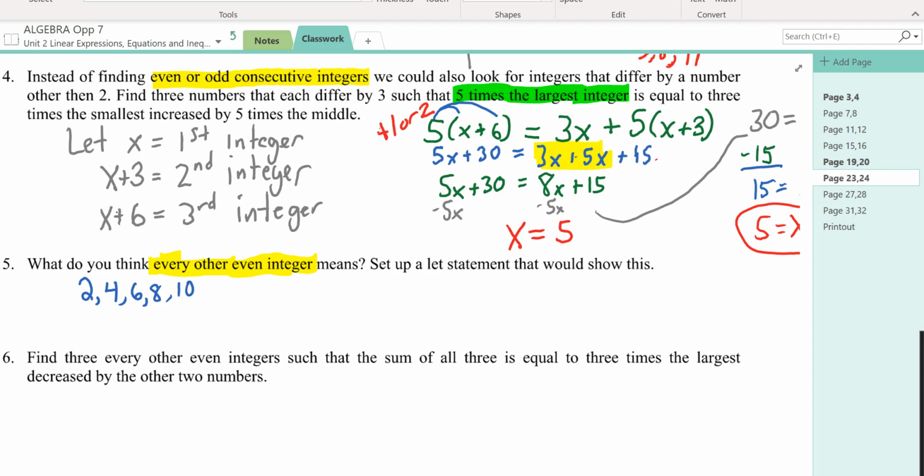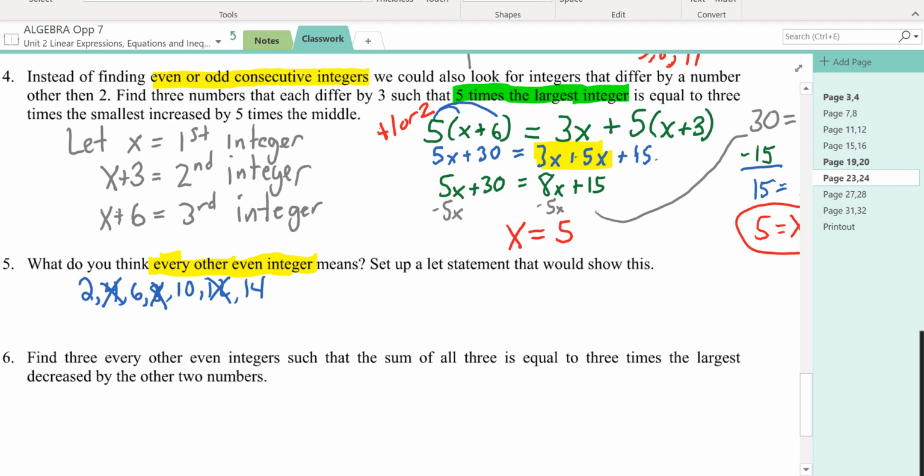So every other even integer means skip one. So I would skip 4, go to 6. Then I would skip 8, put 10. Skip 10, put 12. We would skip 12 and go to 14, right? Skip 14, skip 16.